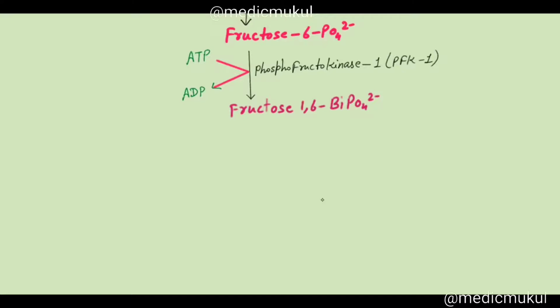Fructose 1,6 bisphosphate, now what happens? With the help of aldolase, it converts into two molecules: G3P, glyceraldehyde 3 phosphate, as well as DHAP, dihydroxyacetone phosphate.